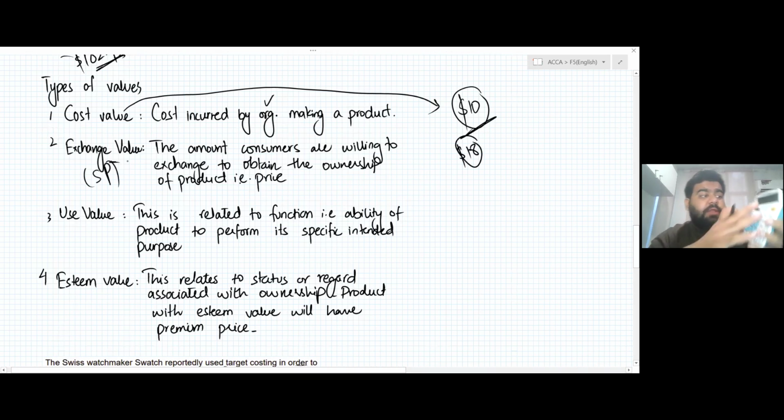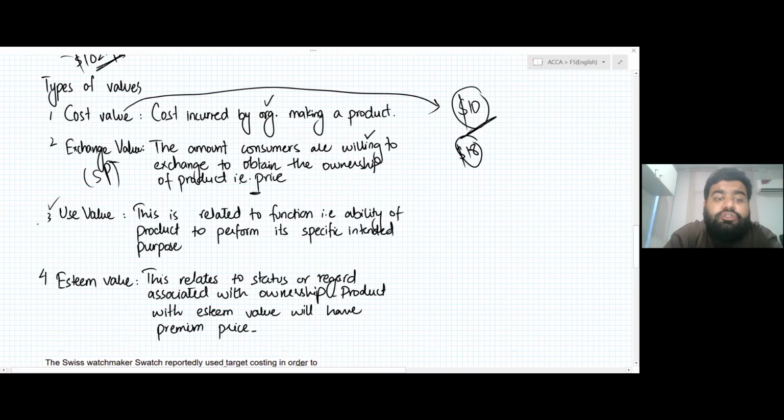Now, if I'm selling it for $100, obviously customers will say it's very expensive. In that case, it's not the exchange value. Exchange value is the price that customers are easily willing to pay, the amount consumers are willing to exchange to obtain ownership of the product. So there are two values: cost value, the cost of the product; and exchange value, the selling price of the product.